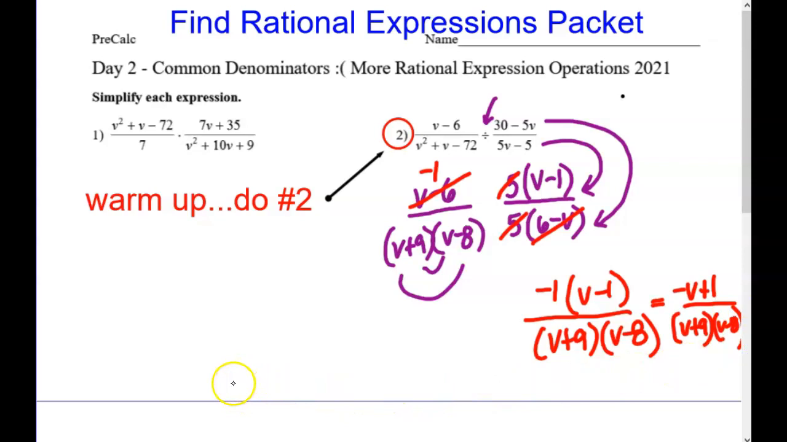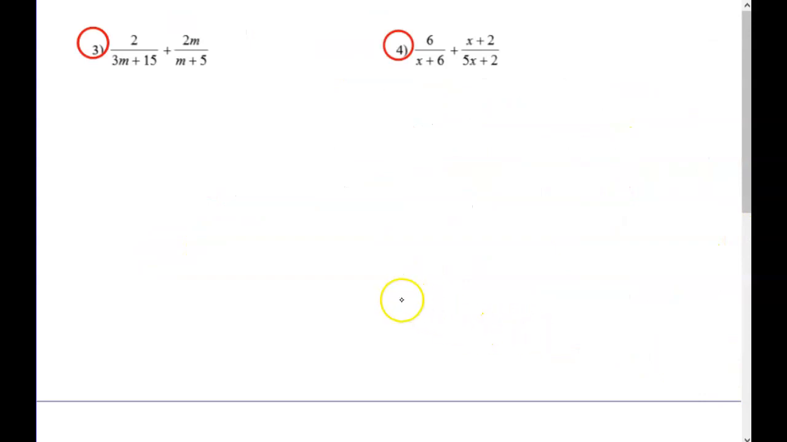All right, any questions? Okay, so if we had done number 1, we just would have factored and then reduced. We wouldn't have to flip anything over. We can just skip it. We're good. All right, moving on. Let's do both of these.